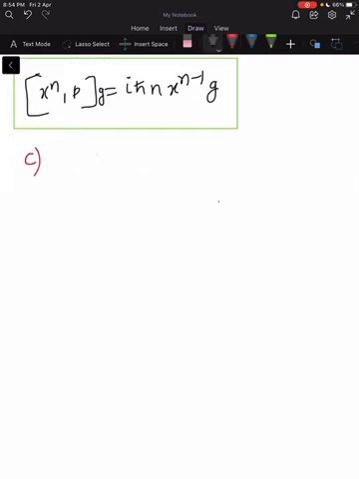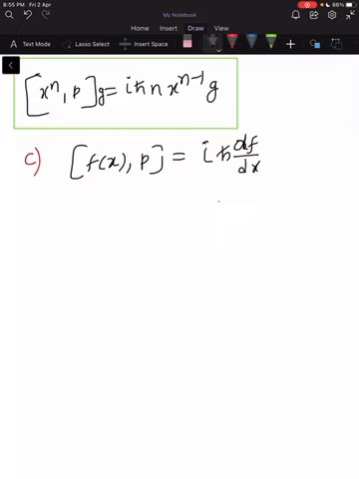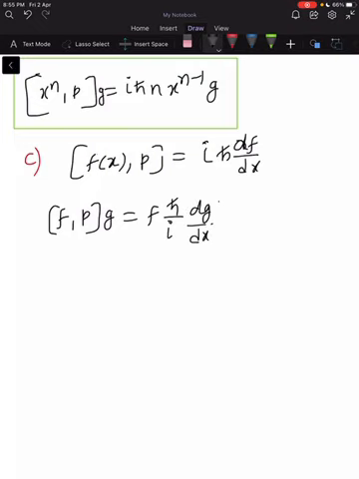Now moving to part C, in which we have to prove that [f(x), p] = iħ df/dx. For any function f(x), using a Taylor series expansion, we can write [f, p]g = f (ħ/i) dg/dx - (ħ/i) d/dx of (fg).